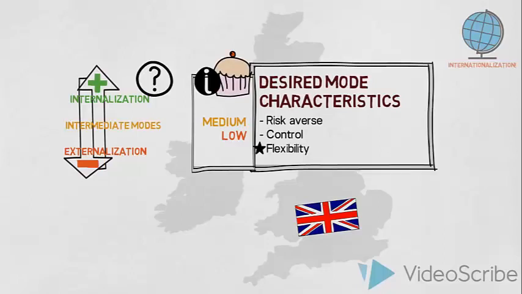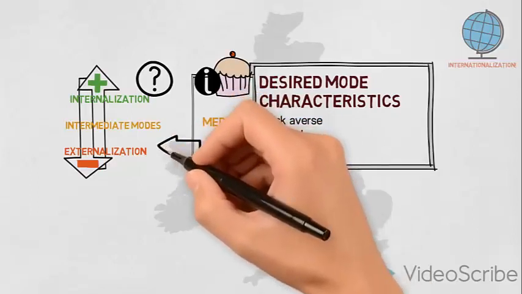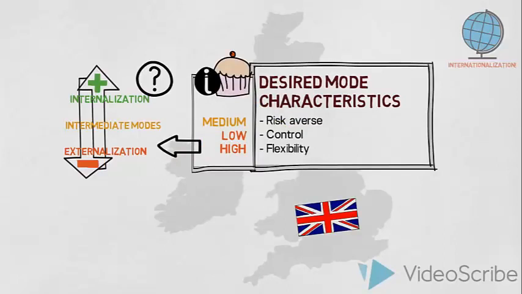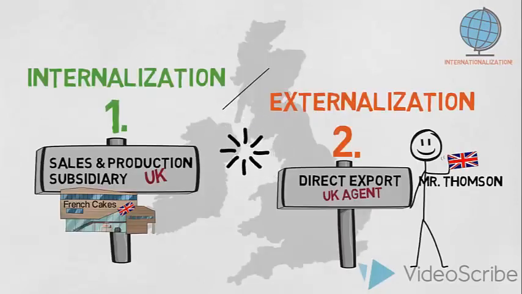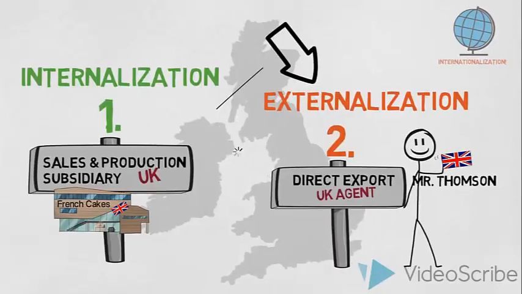Therefore, they are also very keen on a high level of flexibility, so that they are able to pull the plug on their UK adventure should business not prove to be as successful as hoped. An evaluation of these and the other three sets of factors indicate a move towards externalization, which supports French Cakes' second option of using a UK agent, a direct export mode.